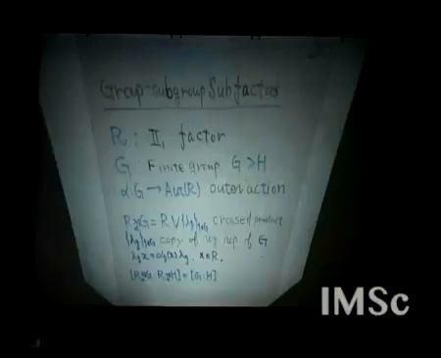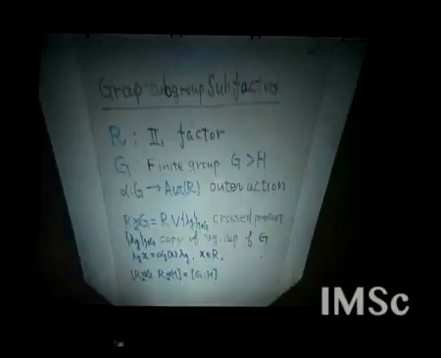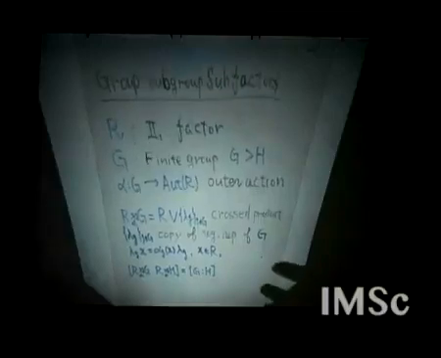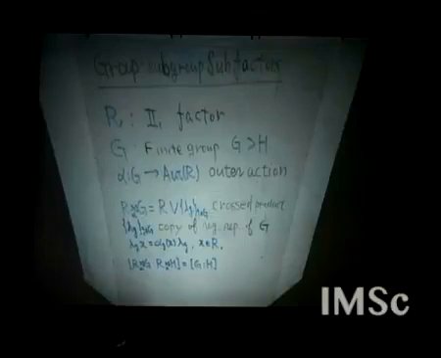Don't worry about this word. It's some technical condition, assuring that the crossed product is again a factor. Now, given an action alpha of G on R, you can construct a crossed product. It's again a II_1 factor.